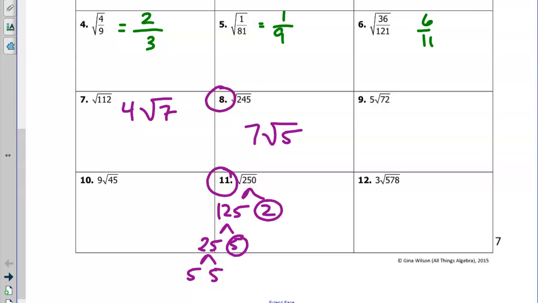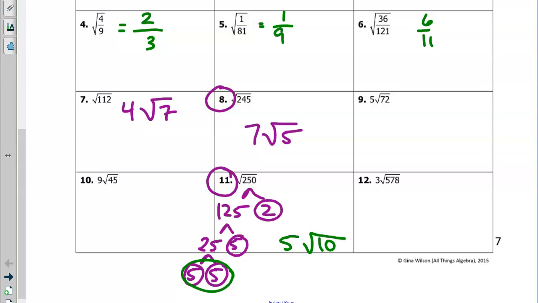So it doesn't matter which pair of fives. Let me finish circling. It doesn't matter which pair of fives you buddy up. They're going to become 1 on the outside. Then you have a 5 and 2 left over, so we multiply those back together. Oh, that's what I multiplied, the 5 and 2. Gotcha.